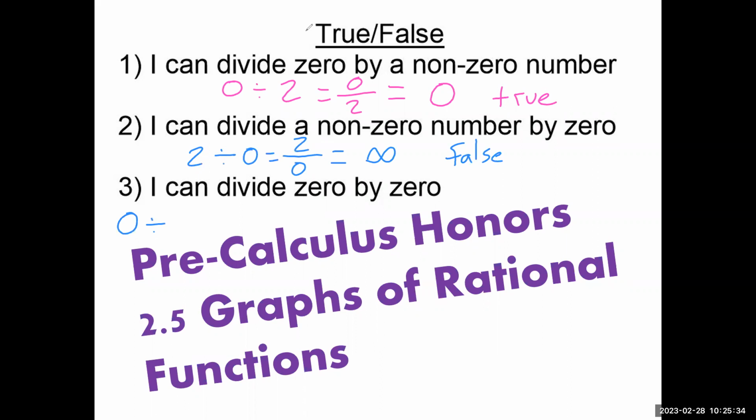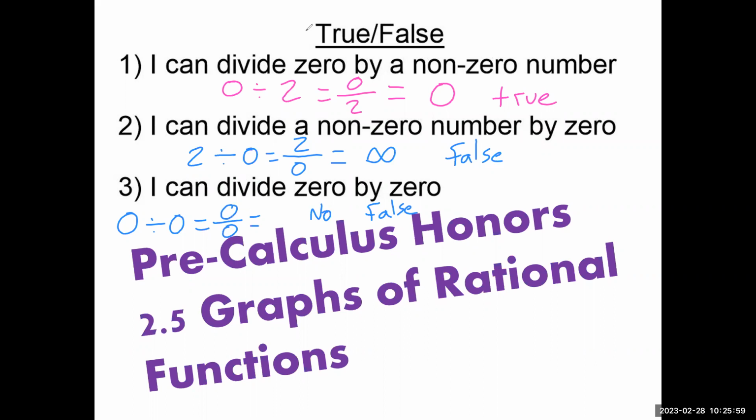And then lastly, can I divide 0 by 0? 0 divided by 0, which would be 0 over 0. And this one is, well, just no. False. If you ask Siri 0 divided by 0, I don't know if she still does anymore, but she used to have this fun example about having 0 cookies and 0 friends to share your 0 cookies with or whatever.